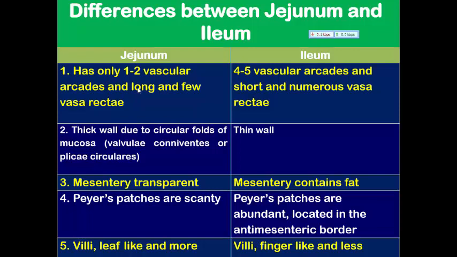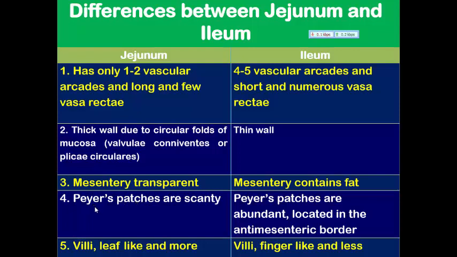The jejunum has a thick wall due to circular folds of mucosa, which are called valvulae conniventes or plicae circulares, which are larger and more numerous in the jejunum than in the ileum. The ileum has a thin wall. The mesentery of the jejunum is usually transparent, while that of the ileum contains abundant fat. Peyer's patches are scanty in the jejunum, while in the ileum they are abundant, located on the antimesenteric border.